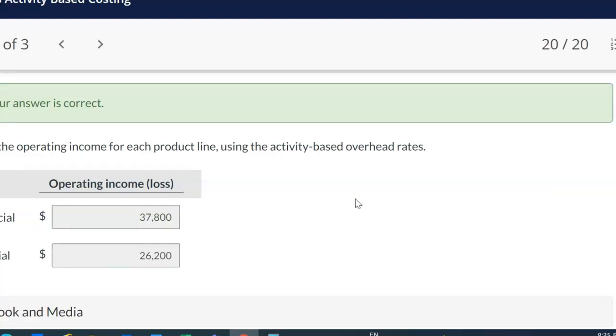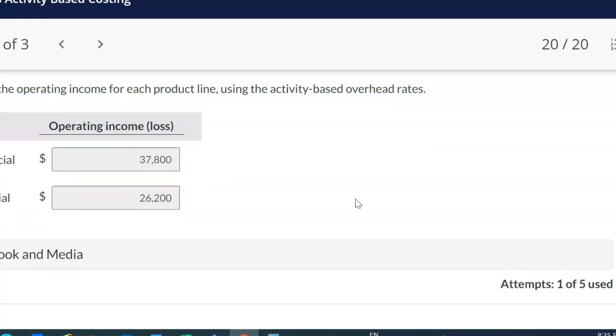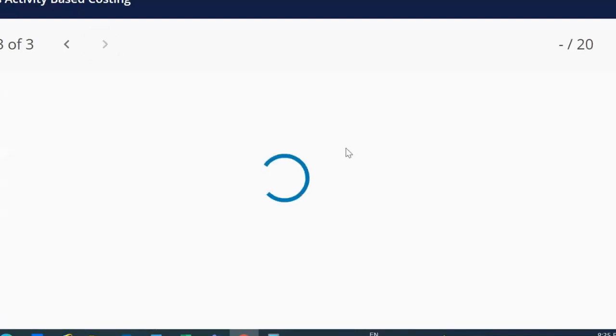Very good, Farah. Any questions, anybody? So you see how we line the ducks up? You got to get the activities, the total activities, the number of times it's going to be produced, get the rate, and then go back and assign it. Okay, question three. Boy, you're moving right along here.